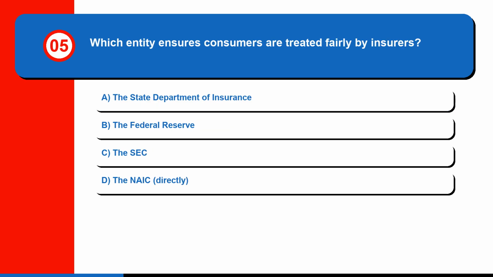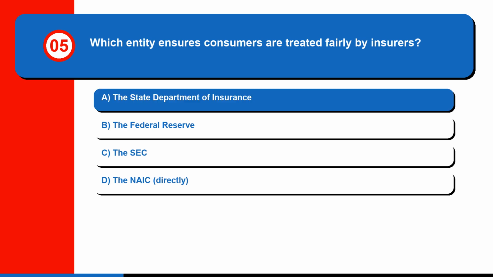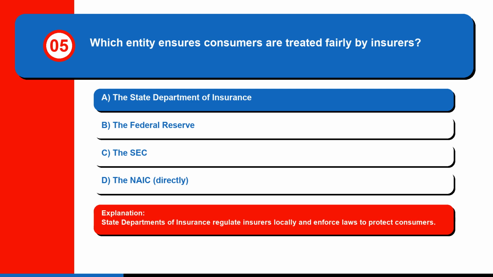Question 5. Which entity ensures consumers are treated fairly by insurers? A. The State Department of Insurance. B. The Federal Reserve. C. The SEC. Or D. The NAIC, directly. The correct answer is A. The State Department of Insurance. State departments of insurance regulate insurers locally and enforce laws to protect consumers.